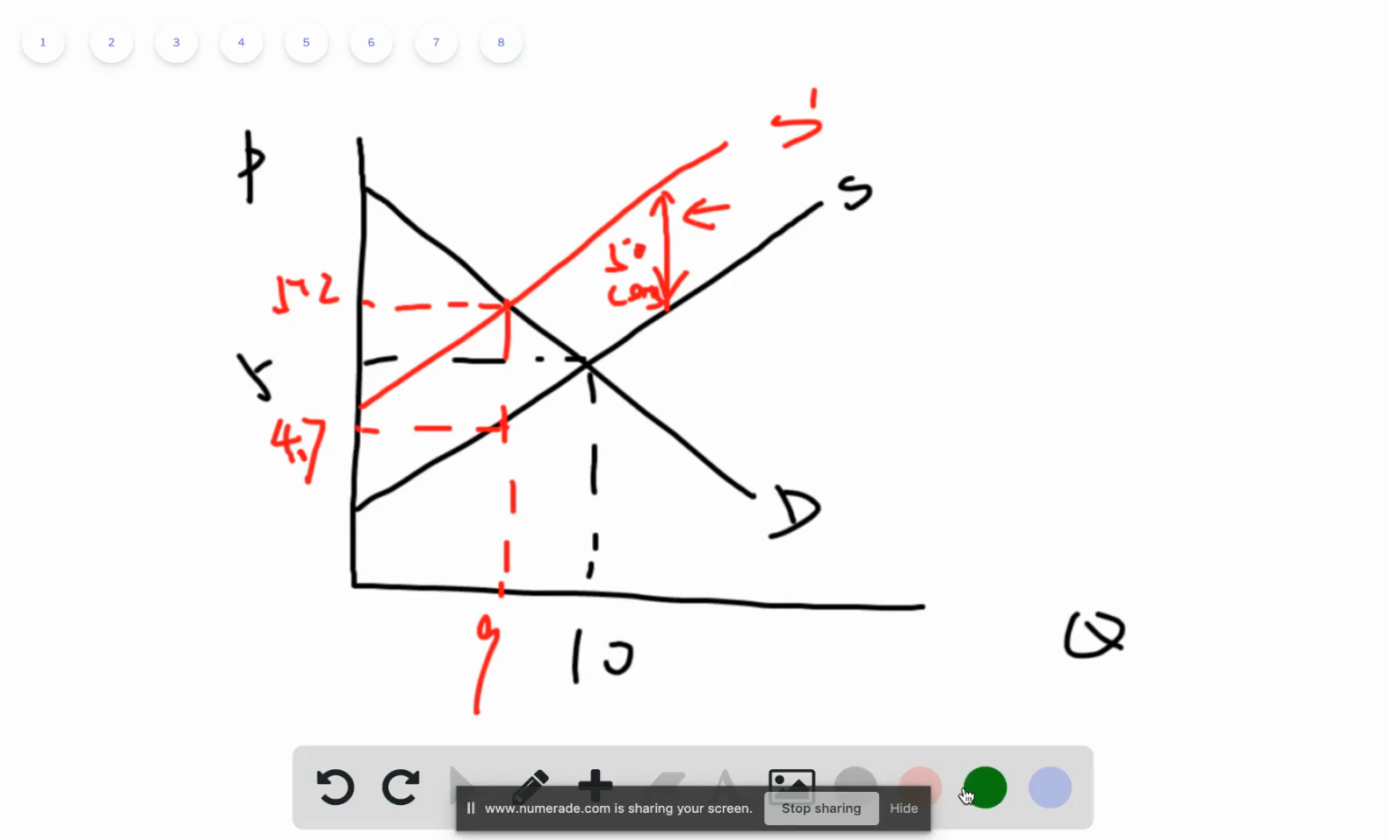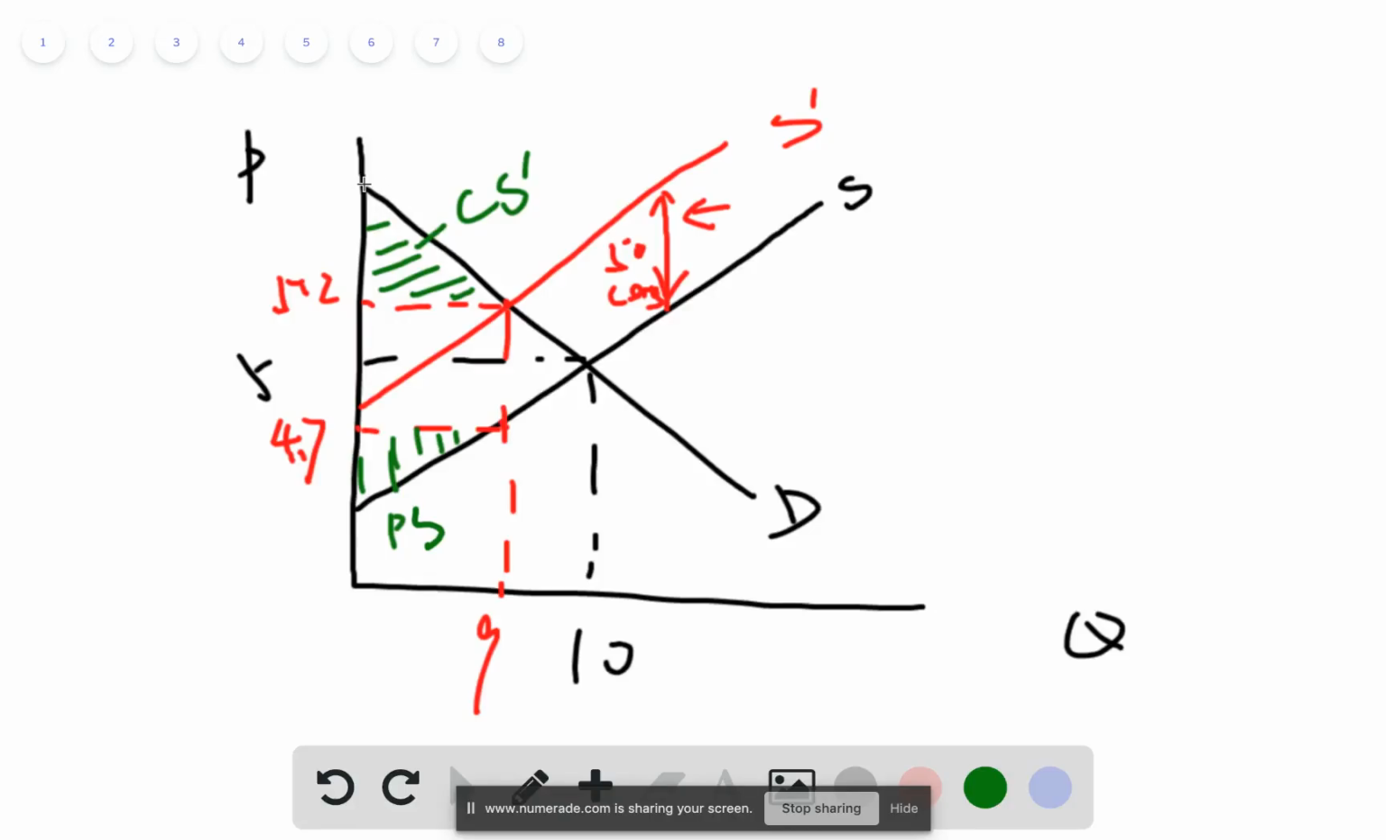Then we can just mark the consumer surplus, producer surplus, and what we lost after it. So the new consumer surplus, because the new price for the consumer is 5.2, should be this triangle here. And what about the new producer surplus? Although the price paid by the consumer is 5.2, the price actually received by the seller is only 4.7, and the amount sold in the market is 9. So the new producer surplus should be this triangle here.